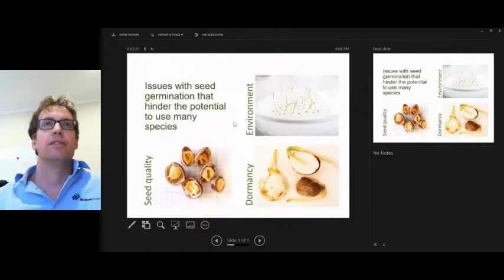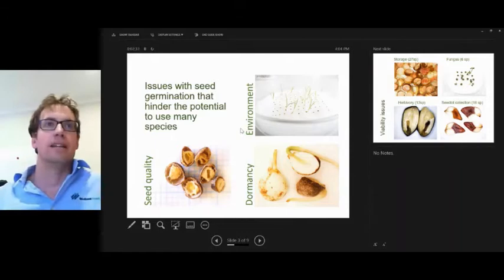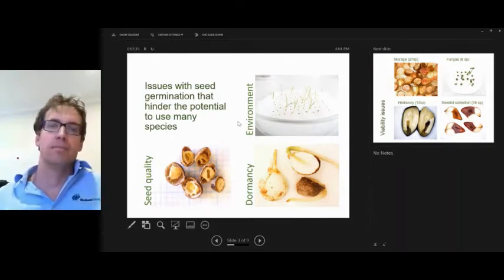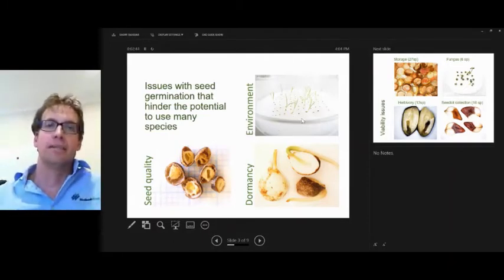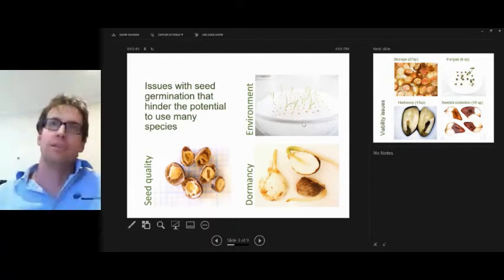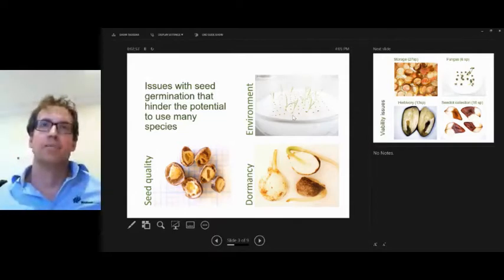So there's a fair few issues that can affect seed germination and make them difficult to use from a restoration point of view. So you have environmental factors. Some seeds acclimatise to a very specific set of scenarios, and are quite difficult to establish at a commercial rate.